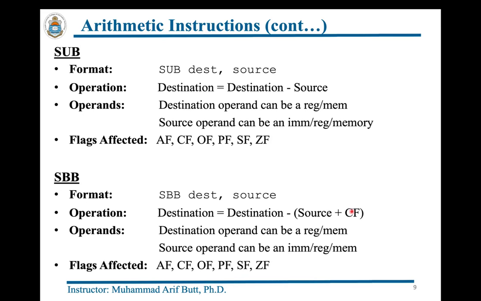Okay, so dear students, similar to add and add with carry, in x86 we have the subtract, SUB, and SBB, that is subtract with borrow instruction as well. This SUB instruction subtracts the source operand from the destination operand, destination minus source, while this SBB or subtract with borrow instruction adds the source operand with the carry flag and then subtracts the result from the destination operand. Remember, in SBB, the carry flag represents borrow from the previous subtraction.